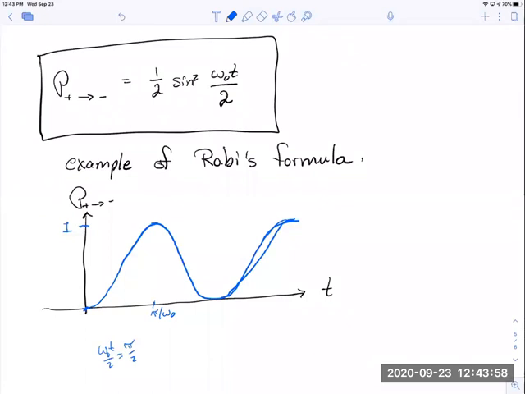Okay, so we will stop here. This is the end of the example of 310.